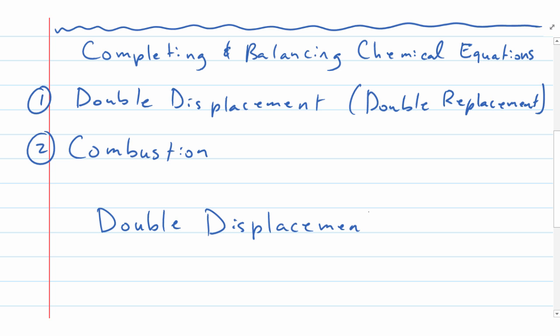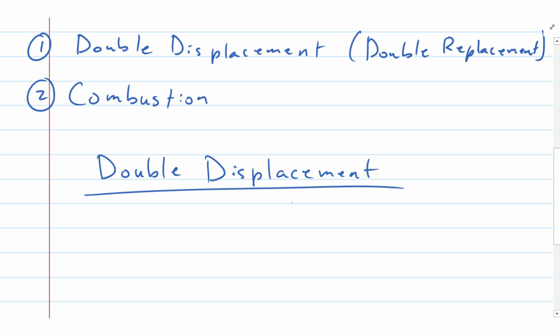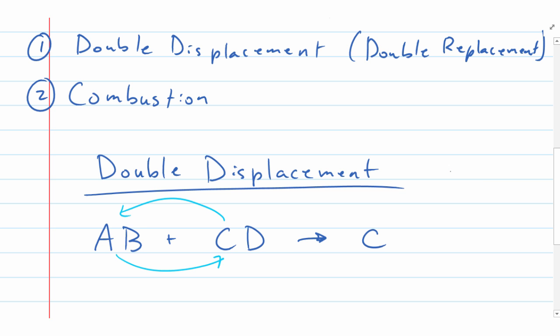And a double displacement reaction takes on this form. We could say that we are going to react AB together with CD, where AB and CD are both ionic compounds. And what happens in this type of reaction is that the positive ions trade places. And if they trade places, that means that the product of this reaction, what would one product be? CB, and AD. Exactly. So again, the positive ions trade places, and this is what we wind up with for products.